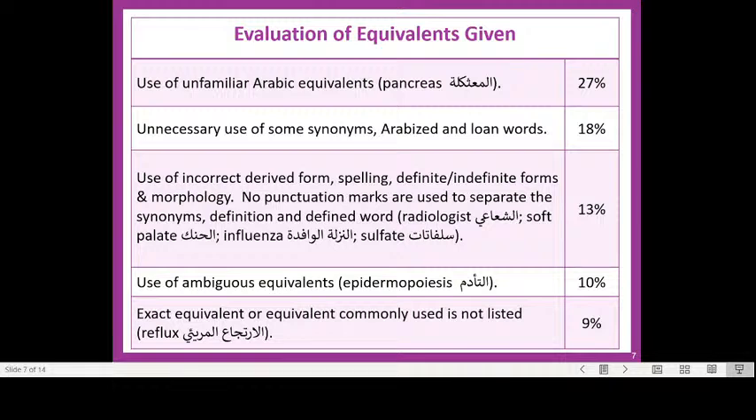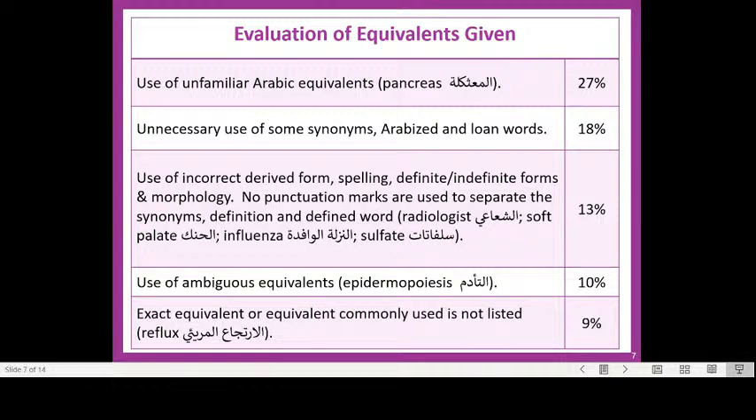In 10%, ambiguous equivalents were used, such as at-ta'addum for epidermopoiesis. At-ta'addum, even me, I don't know what they mean by at-ta'addum. I know that epidermis, this is al-adama, which is a layer of the skin, al-bashra wal-adama. It's underneath. The skin consists of several layers. The top layer that we see, this is al-bashra, and then underneath that, al-adama. But at-ta'addum, what they mean by at-ta'addum, I have no idea.